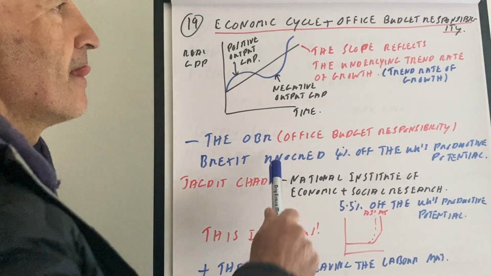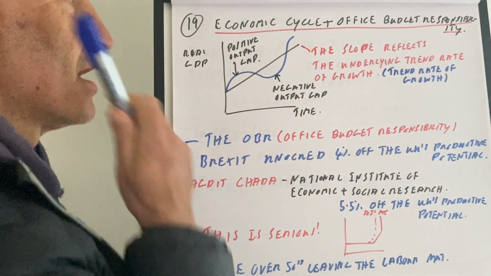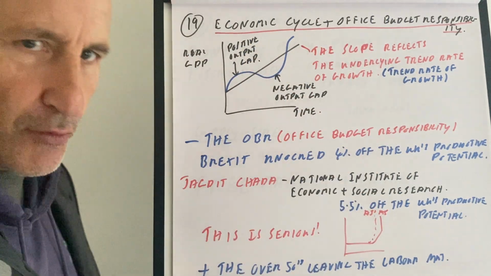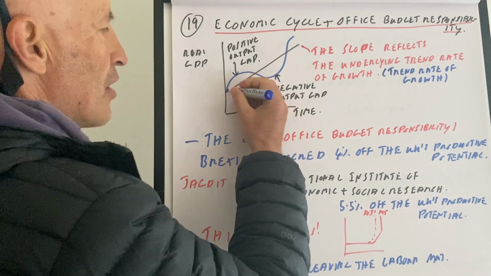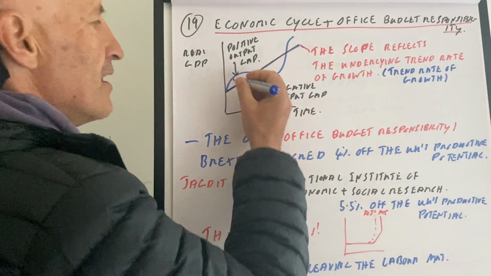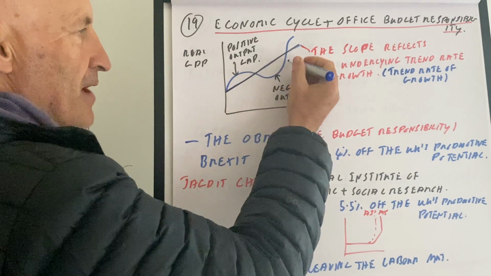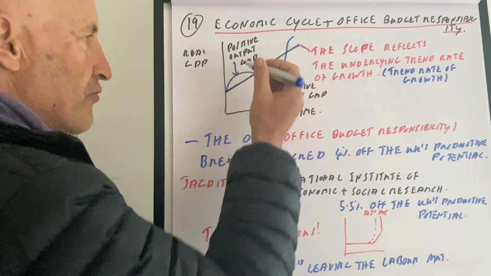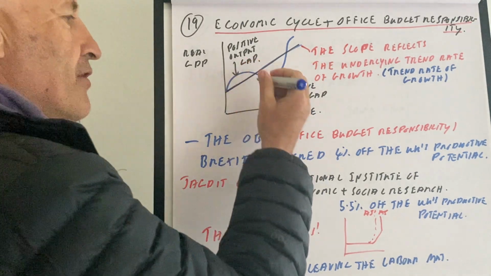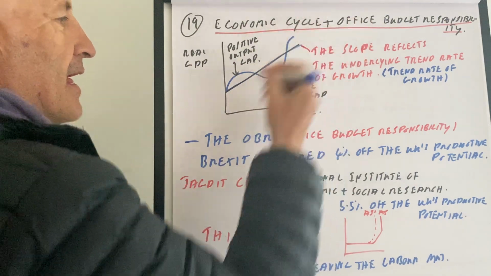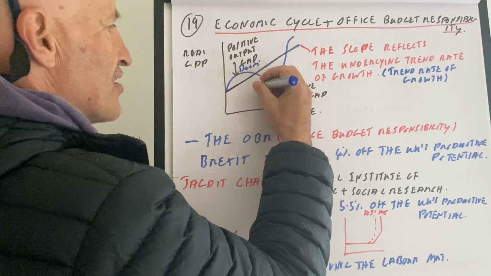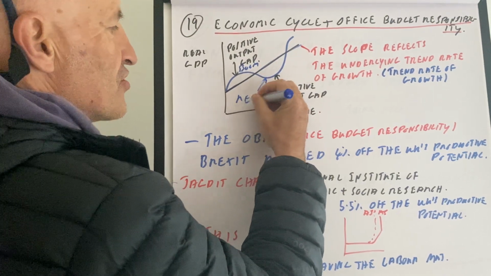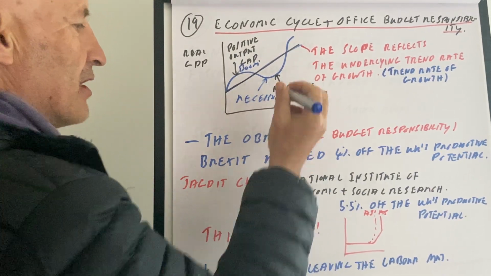Number 19, we move on to the economic cycle and the Office for Budget Responsibility. If you want to draw a diagram of the economic cycle, this slope here shows the trend rate of growth. This bit here shows positive output gap, negative output gap, recession here, growth here, obviously, boom period, recession, etc. So we should also put boom in here, and recession here. So this is just showing the economic cycle on there.